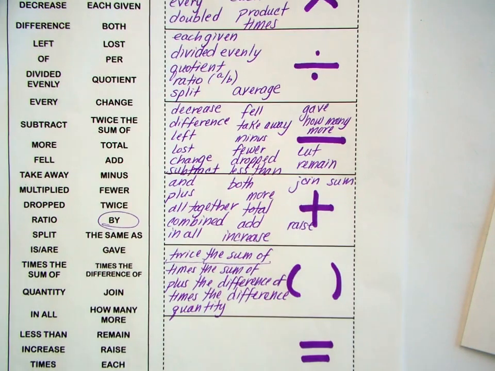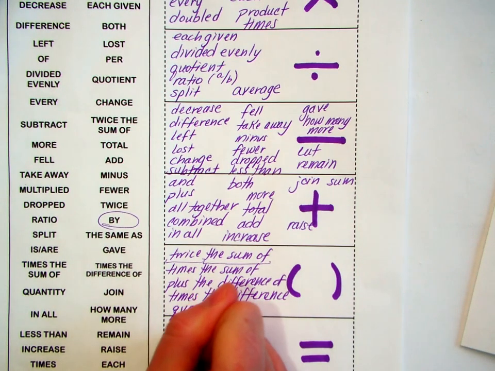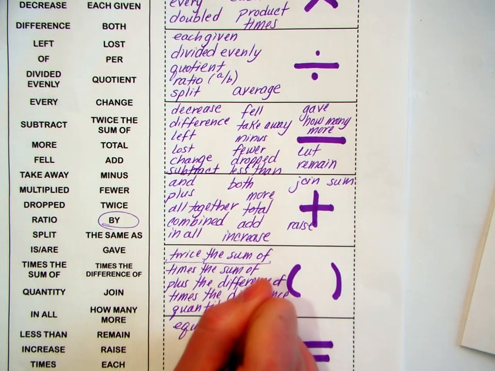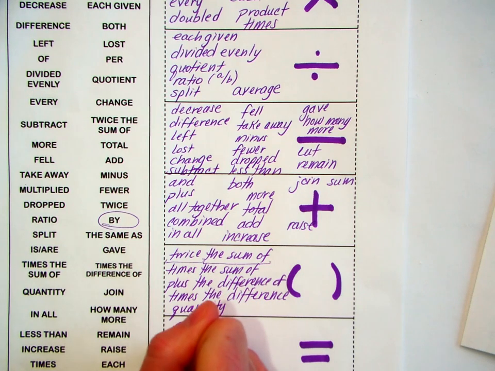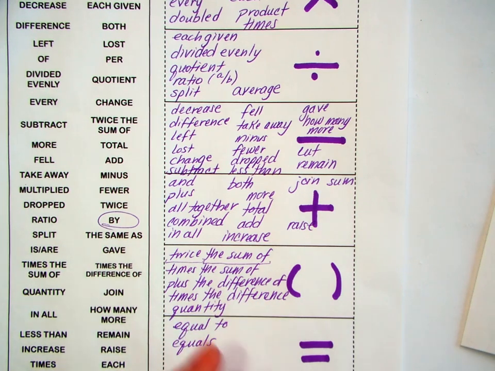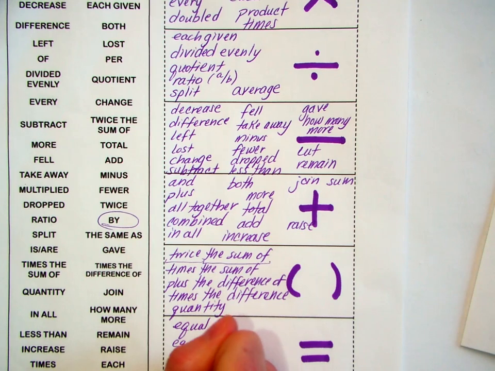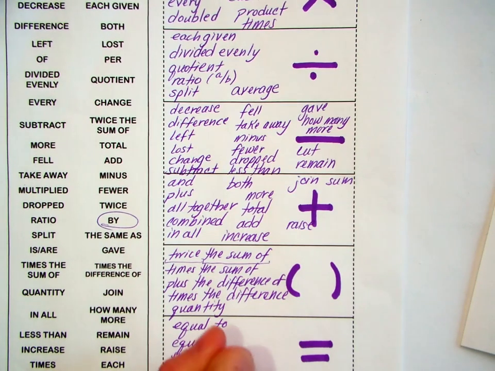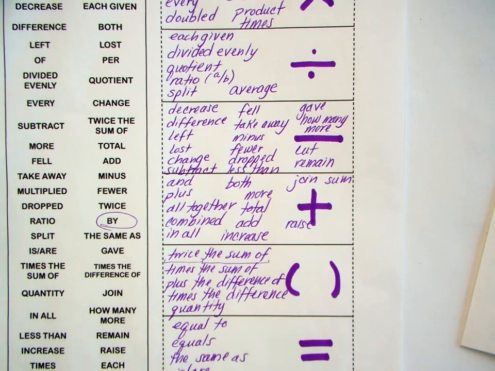And then the equal category, they didn't have too many on the list. We've got equal to, equals, the same as, is, or are. All right, so that is the list.